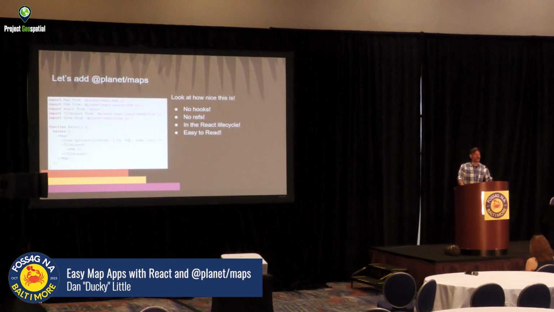This is what the GIS web application Hello World looks like in Planet Maps. It's a lot cleaner. There is the map component that gets brought in, and then you define a view, the tile layer, and OSM. But there's no hooks, there's no refs. Everything plays nicely in the React lifecycle, so you're not having to worry about things getting loaded and unloaded.